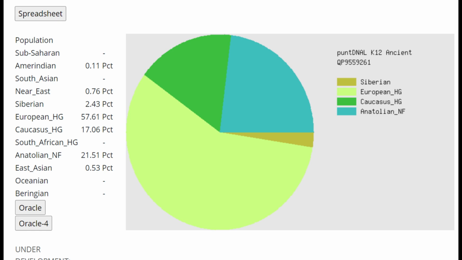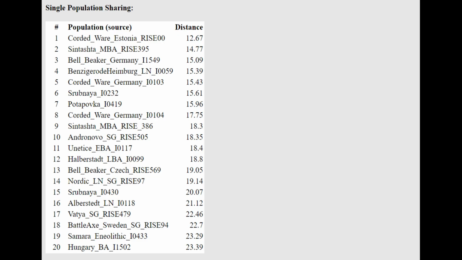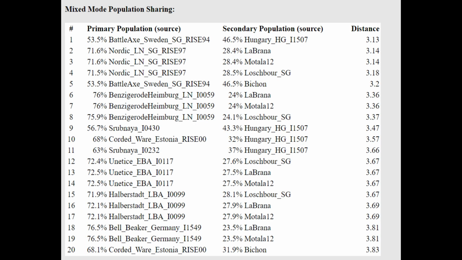Only 17% Caucasus hunter-gatherer, a very northern result, 57% European hunter-gatherer admixture, much more than what's typical for modern Northeast Europeans, aside from maybe some Latvians and Lithuanians, which I guess this individual is ancestral to. But the point is, this individual is not just Corded Ware or Bell Beaker or a mixture of Corded Ware and Bell Beaker or Unetice. No, this individual has a very significant amount of admixture from European hunter-gatherers. He's actually getting modeled here. I like this model. Lines number 12 through 14, Unetice plus various European hunter-gatherers. I think this is really what he is.